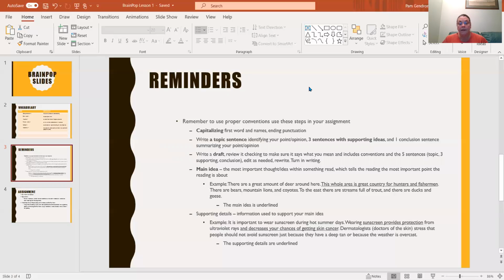support that main idea. An example of supporting sentences is, it is important to wear sunscreen during hot summer days. Wearing sunscreen provides protection from ultraviolet rays and decreases your chance of getting skin cancer. Dermatologists, doctors of the skin, stress that people should not avoid sunscreen just because they have a deep tan or because the weather is overcast. So they underline supporting sentences for that. So the main idea of that is it's important to wear sunscreen, and the two sentences or parts of sentences they underlined support that idea. Okay.